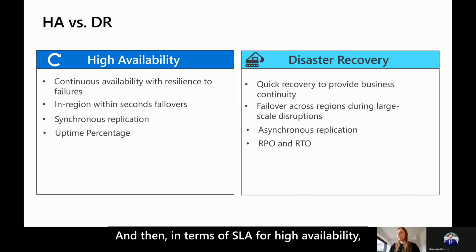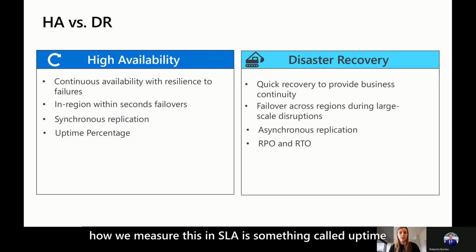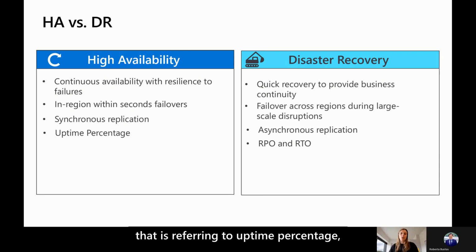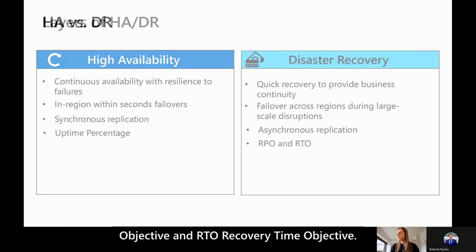And then in terms of SLA, for high availability, how we measure this in our SLA is something called uptime percentage, which is the amount of nines that you typically see. So if you hear something like we have 4 nines, that is referring to uptime percentage, which is a high availability SLA. So the amount of time your database is up and running. Whereas for disaster recovery, the SLA metrics that are used are RPO, recovery point objective, and RTO, recovery time objective.